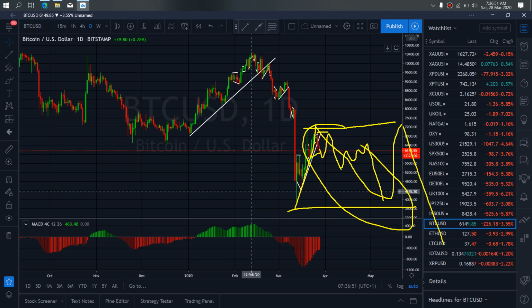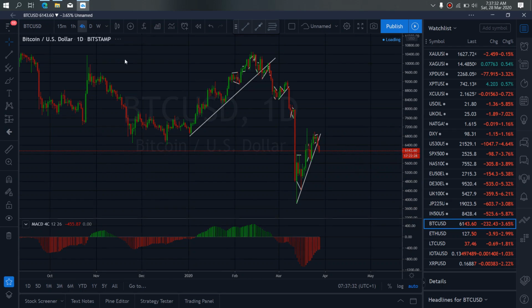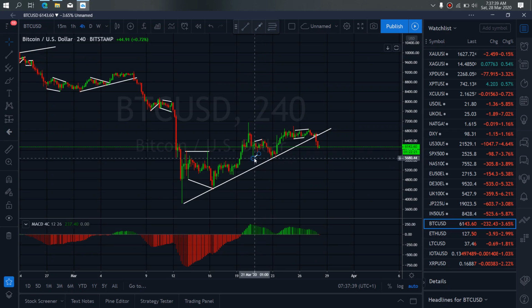I prefer this possibility. So if we zoom to 4 hour time frame on Bitcoin, on the 4 hour time frame, we want to watch out for this drop to the downside. Actually, want to watch this ABC flats at the moment.